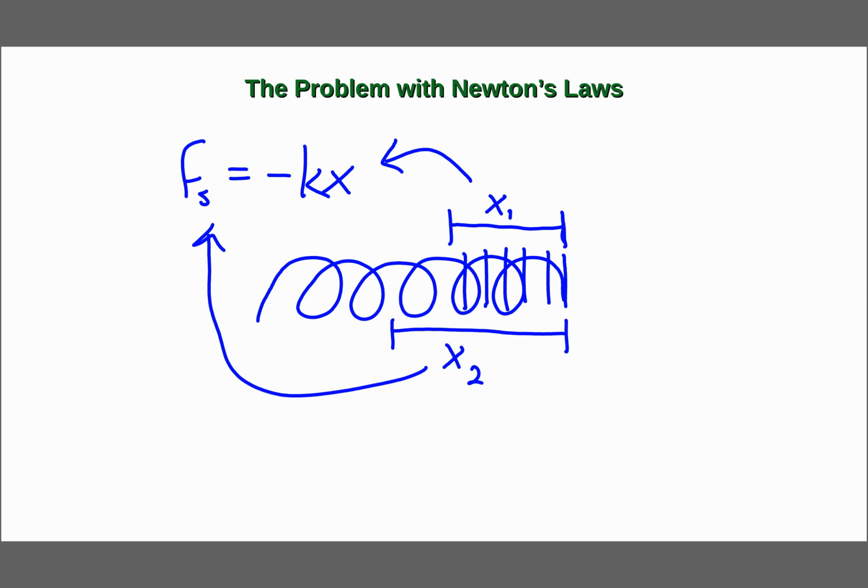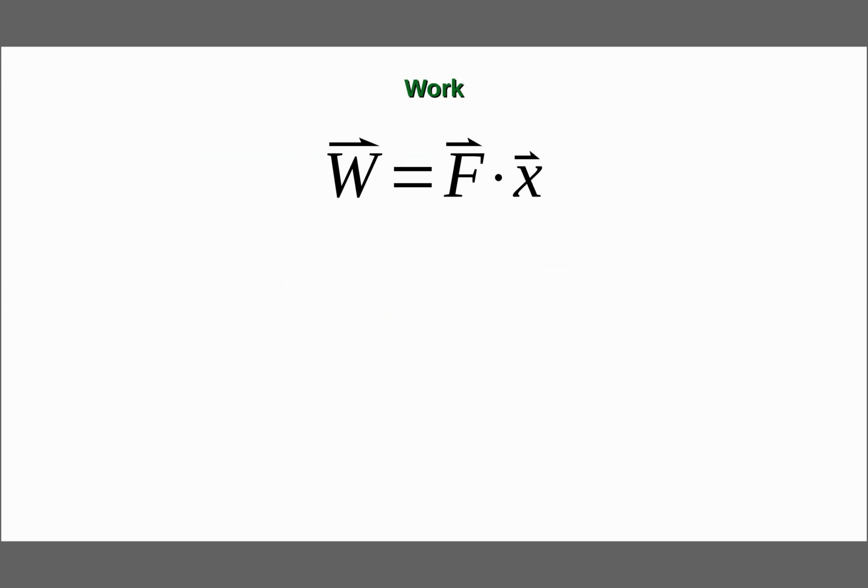This kind of difficulty motivates us to look more closely at the physical world and come up with a new method for predicting the behavior of the objects around us. So let me introduce the concept of work. In physics, we do work on something when we move it. In particular, we calculate this quantity, work, by calculating the dot product between the force that's applied and the displacement that we impart on the object.